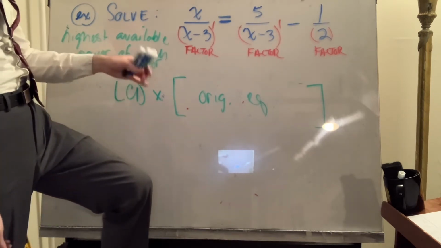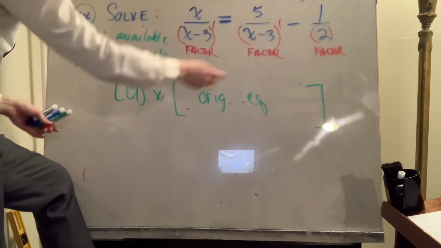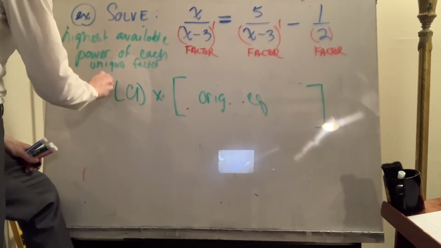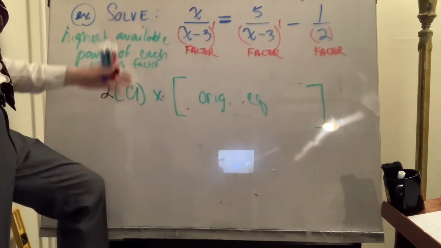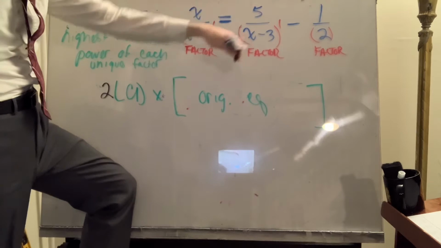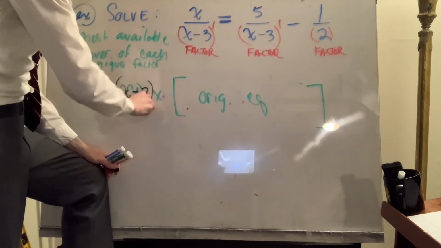So just take one of each unique thing. If you have a factor of 2, that's going to be part of the LCD, even if it's ugly, all right? What's the other unique thing? Well, there are 2 incarnations of x minus 3 that are degree 1, all right? So I'm going to have to include that, all right?